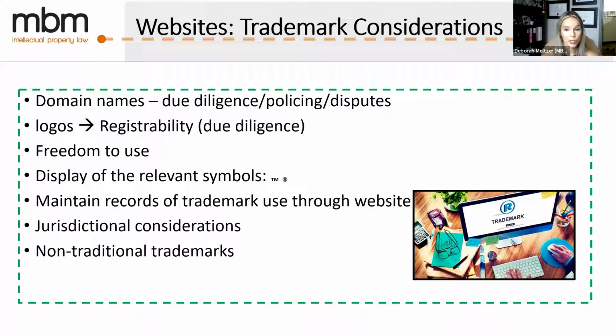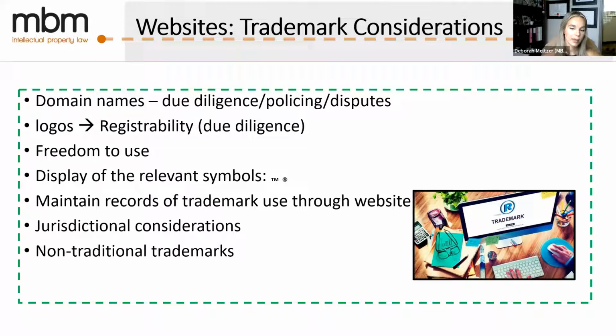On your website, you likely are including your logos. Again, we want to think about registrability. If you're trying to launch a new brand, are those trademarks available? Can you use this trademark? Are you free to use this trademark?